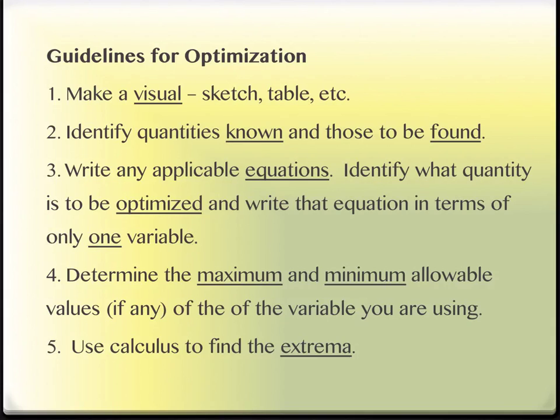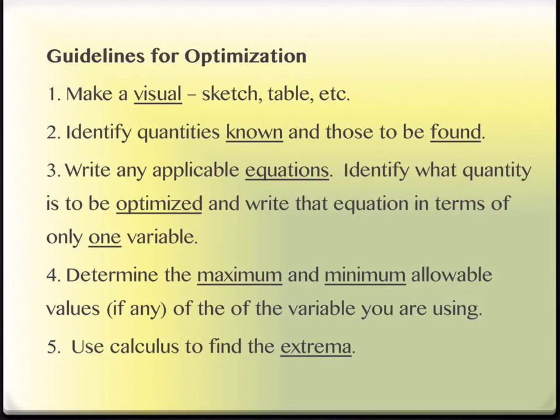All right, so here's the general idea, some guidelines for optimization. The first one is to make some kind of a visual. This doesn't always happen, but most of the time there's some kind of a visual that will help you with your problems. Sketches, tables, graphs, things like that. Number 2 is to identify what you know and what you need to find. And then 3 is usually making equations that relate those ideas together, the things you know and the things you need to find. What you want to maximize or minimize, that's optimize. And that step also includes getting some kind of an equation where you only have one variable in it.